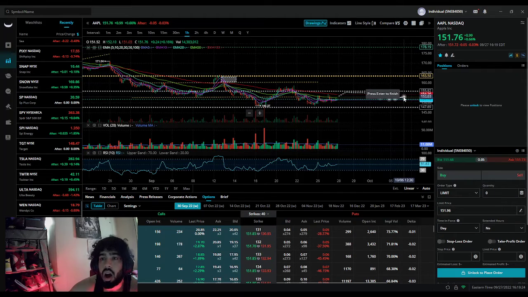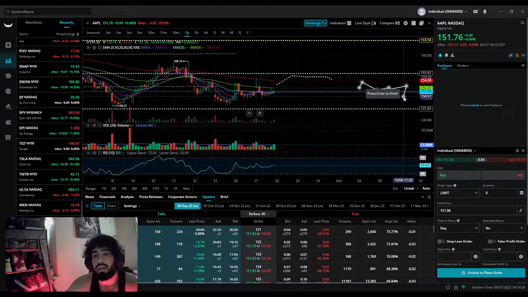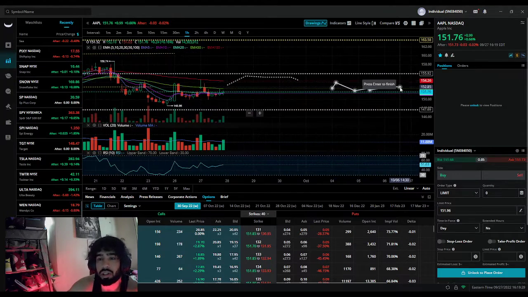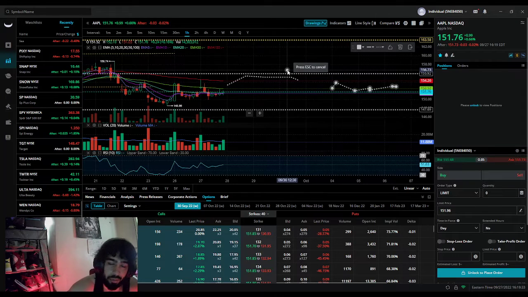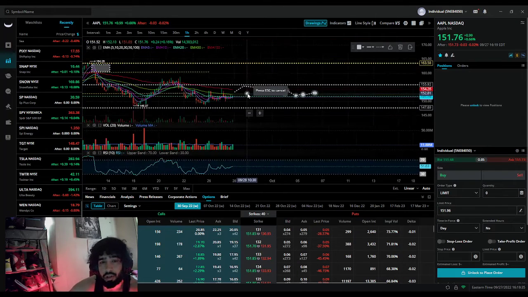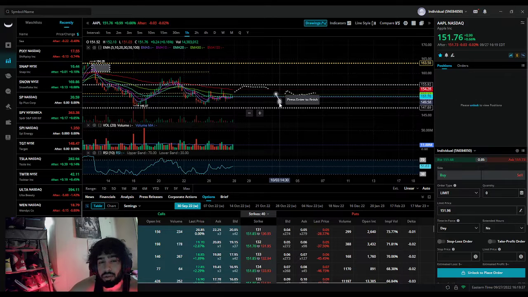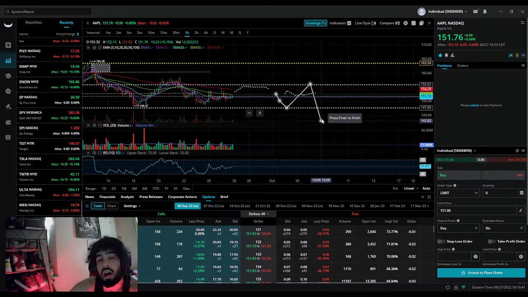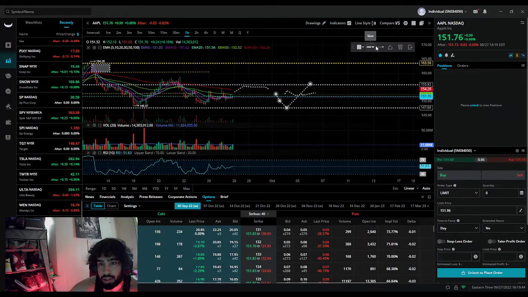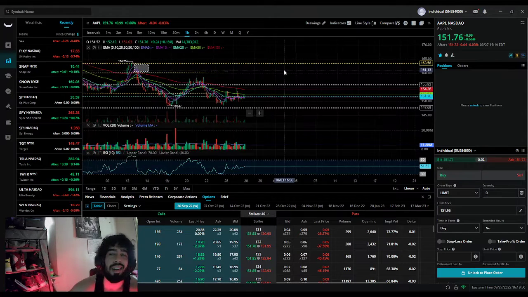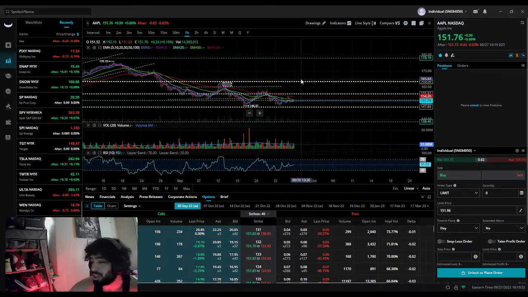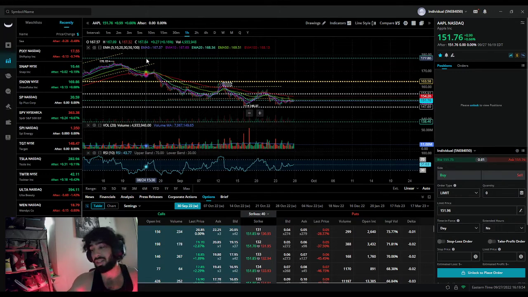I'm not really bearish right now. Long term, I'm not bearish either, but we have to play the bearish scenario. The bearish scenario would be it drops, maybe touches 147 and bounces. That would be the ideal scenario for bears, but I'm not really fixated on bears right now. I'm bullish.